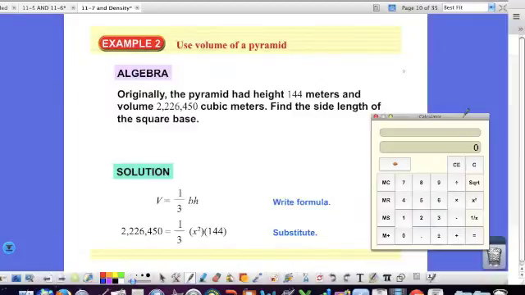So now we can use algebra to work backwards to find the length of a square base. We have a pyramid that has a height of 144 meters and a volume of 2,226,450. So we're going to plug into our formula what we know, and the base, I think there's a mistake here personally. This should be the area of the base, not the small base. So I might have some issues here. So I'm going to go ahead and redo this.